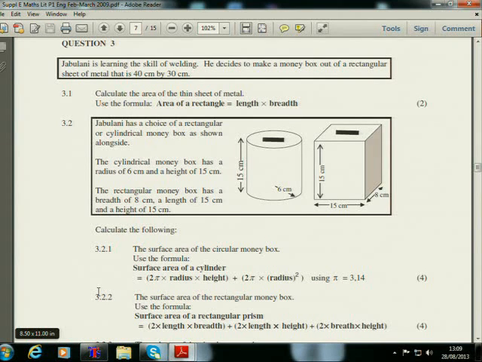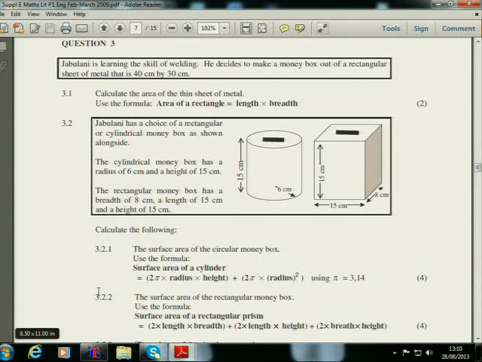If you look at question 3.2.1, we are told to calculate the surface area of the circular money box, and we can use the formula. Surface area of a cylinder is given by the formula 2 pi r multiplied by the height. You close your bracket, plus open your bracket, 2 pi multiplied by your r squared.